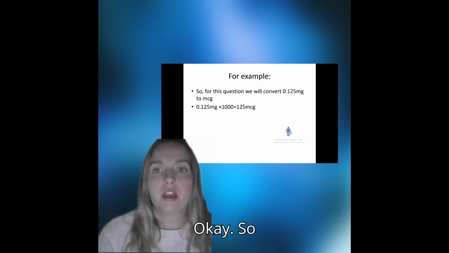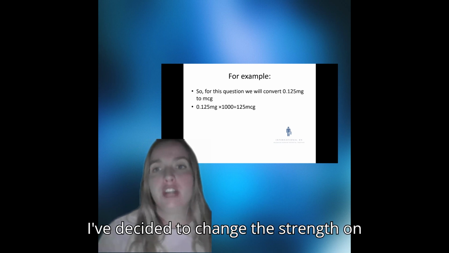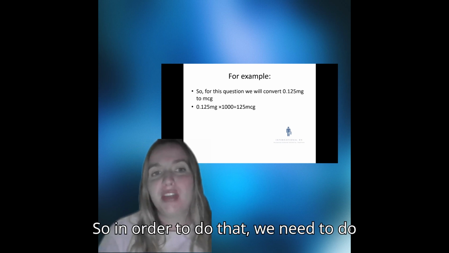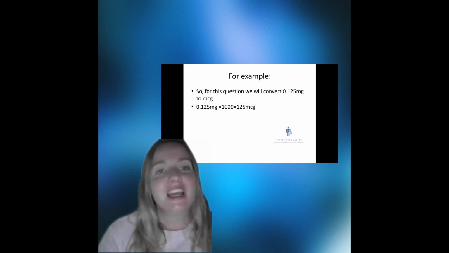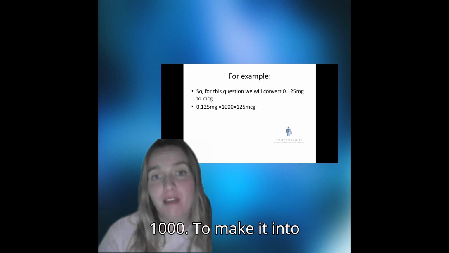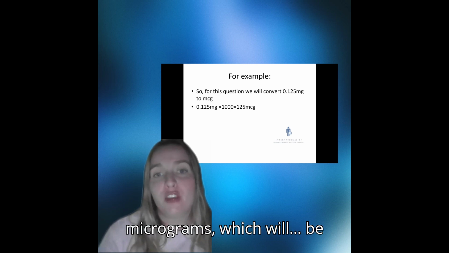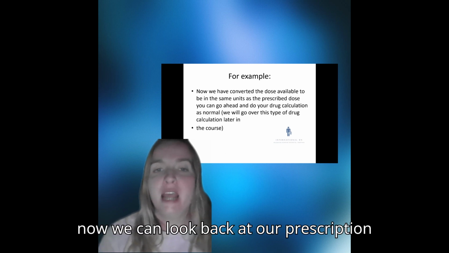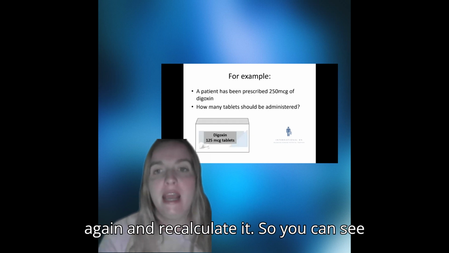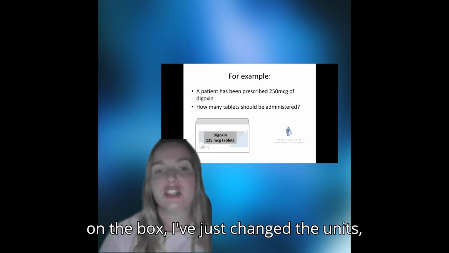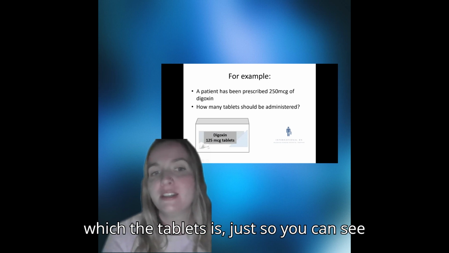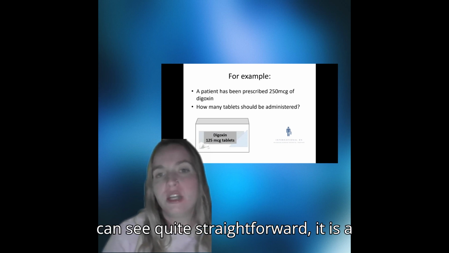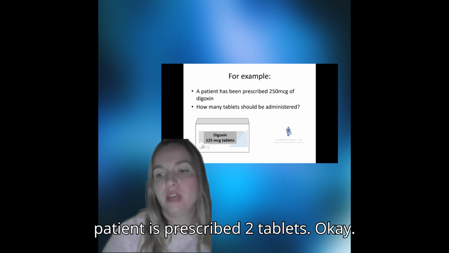Okay. So I decided to change the strength on the box to micrograms. So in order to do that, we need to do 0.125 times by 1,000 to make it into micrograms, which will be 125. So now we can look back at our prescription again and recalculate it. So you can see on the box, I've just changed the units which the tablets are in, just so you can see it a bit more easily. And now we can see how straightforward it is: the patient is prescribed 2 tablets, okay?